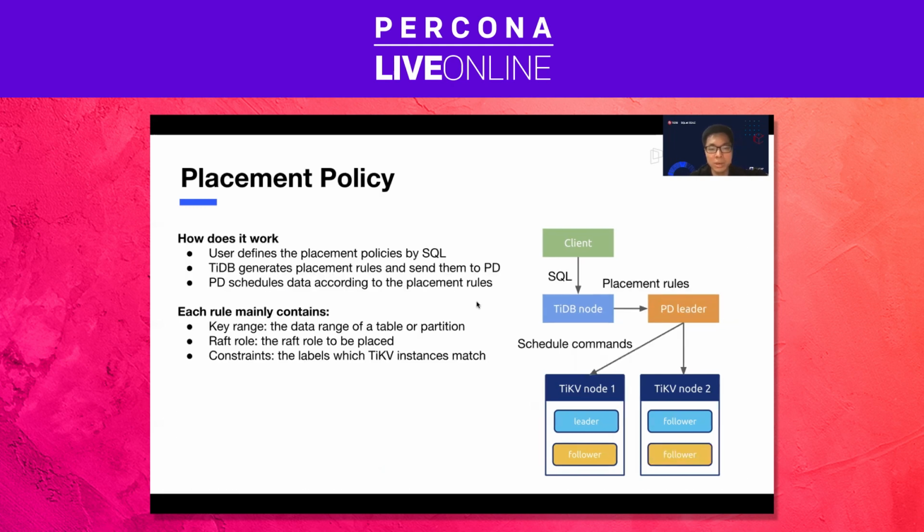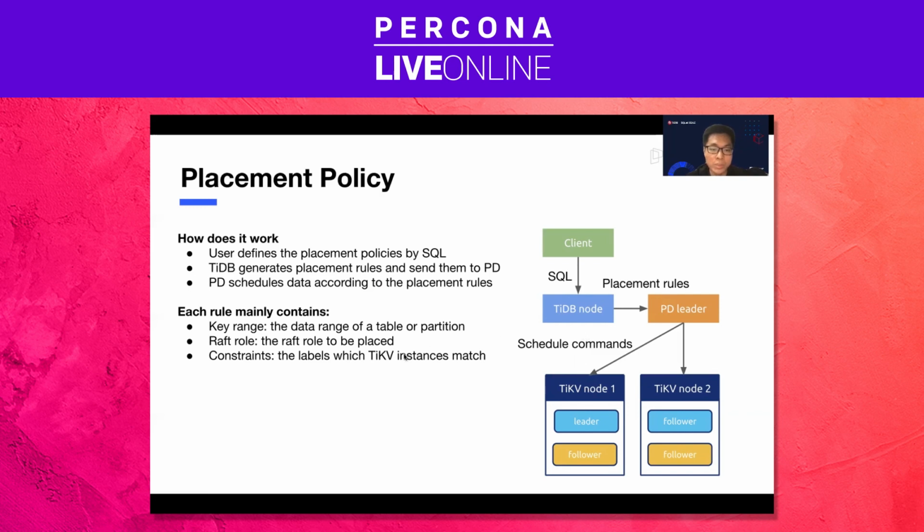Now you may wonder, how does placement policy work? I will introduce it briefly. After the user defines the placement policy, TiDB generates some placement rules according to the policy, and then sends them to PD. As PD is responsible for scheduling data, it can schedule the replicas by sending schedule commands to all the TiKV instances.